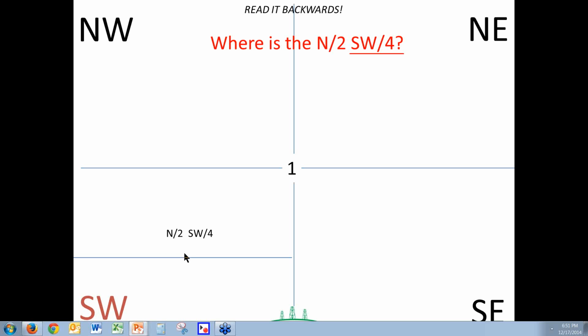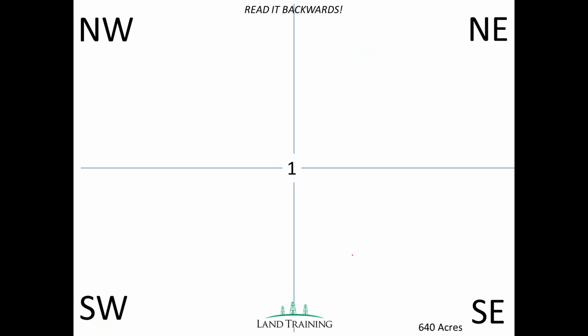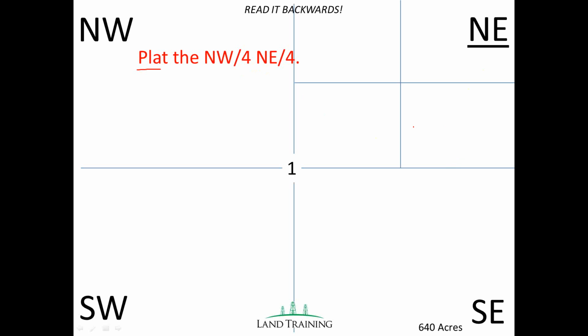Okay, so let's do another one. Again, we're just going to read it backwards. That's the secret here. So the next one, now I'm going to use the actual terminology that we use, and that is plat. So the question would be, plat the northwest quarter of the northeast quarter. So I'm going to read this backwards. I know that this is going to be in the northeast quarter over here. And then I'm just going to divide that northeast quarter into quarters. And where is the northwest quarter here? It's right here. See, it's northwest over here. So this would be the northwest quarter of the northeast quarter. How many acres is in the northwest quarter of the northeast quarter?